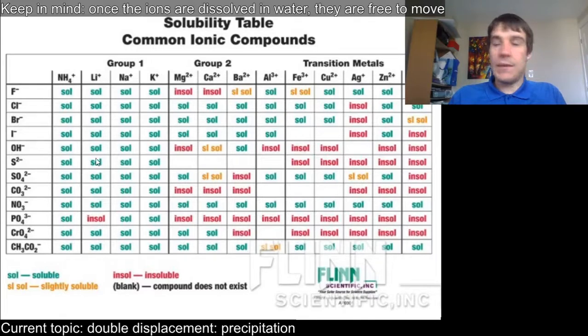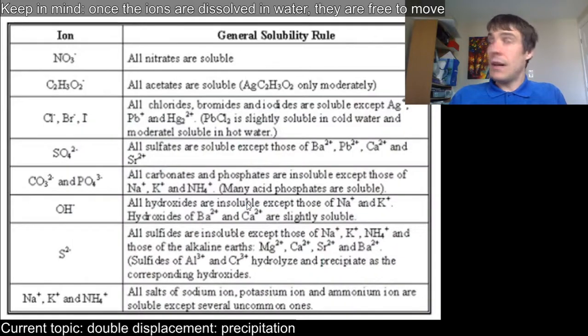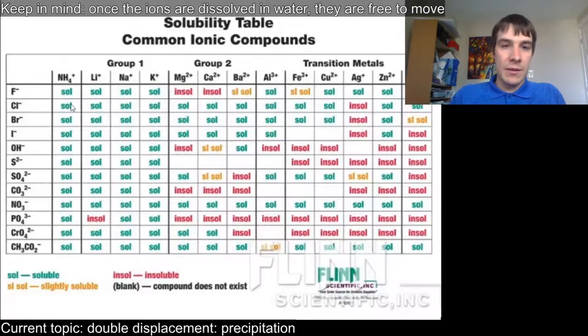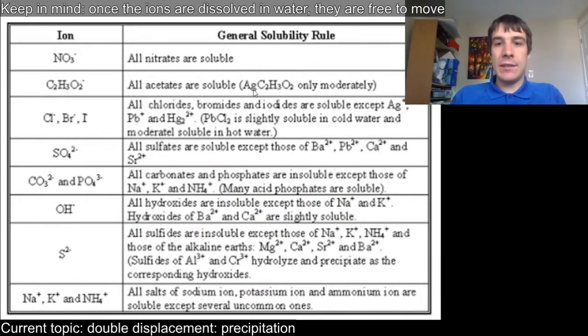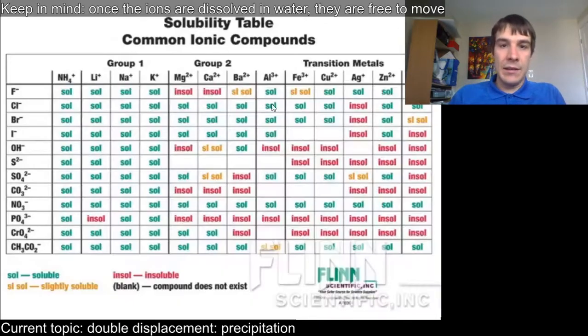So yeah, that's the solubility table. Someone did all the work and we just used their table. Here's another type of table where it's just general solubility rules. So one of them is all nitrates are soluble. Well, yeah, here's nitrate. All of them are soluble. All acetates are soluble. Silver acetate is slightly soluble, it says.